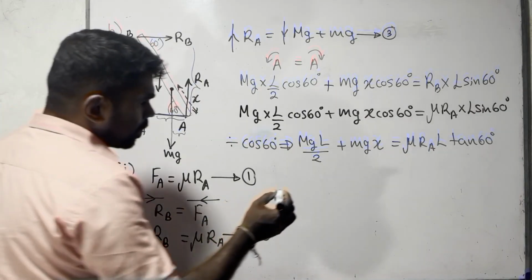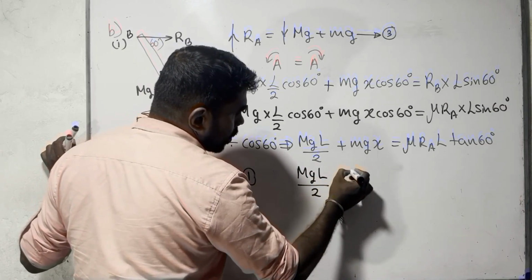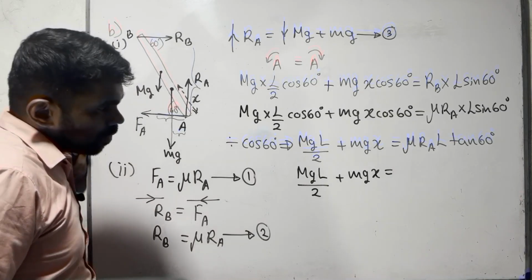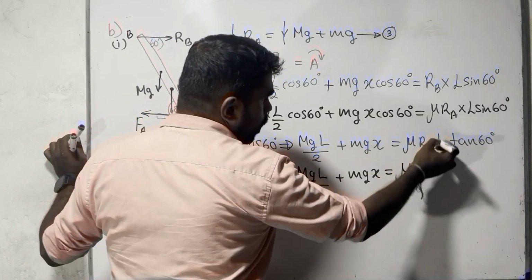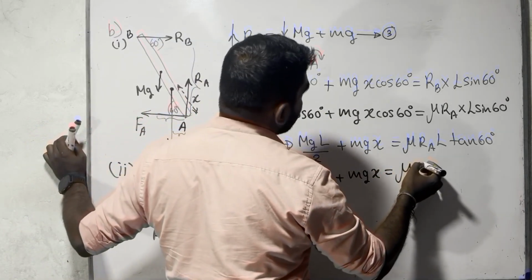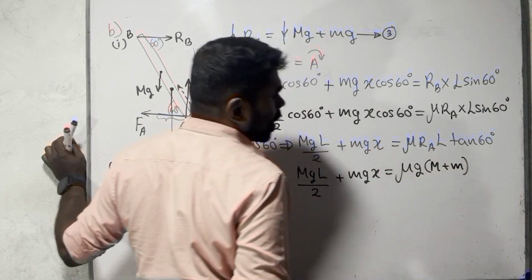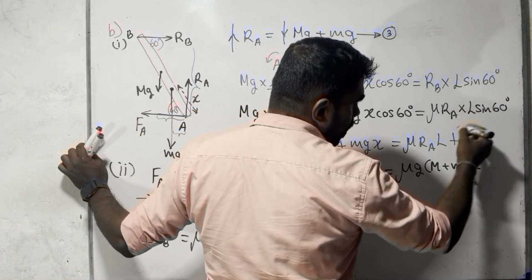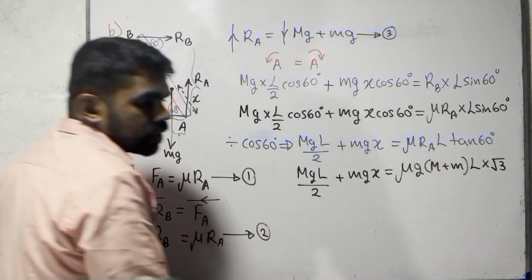Then we can write Mg L over 2 plus mgx equals mu. We know that RA value is this one, capital Mg plus simple mg. I will take g as a common factor. Then we can write g into capital M plus simple m. It is RA L tan 60. Tan 60 is root 3.